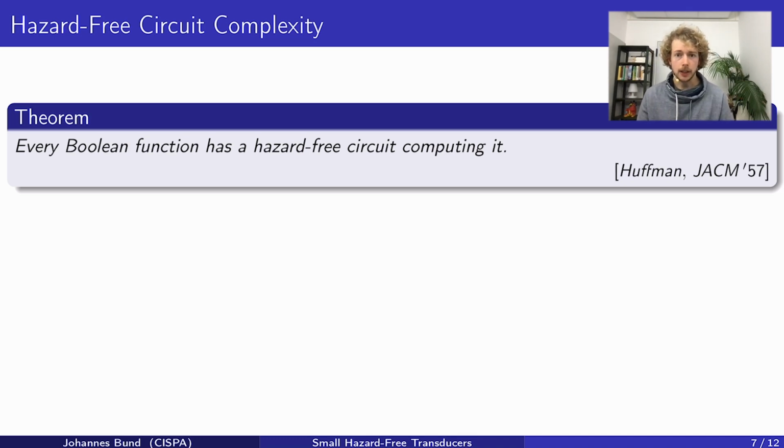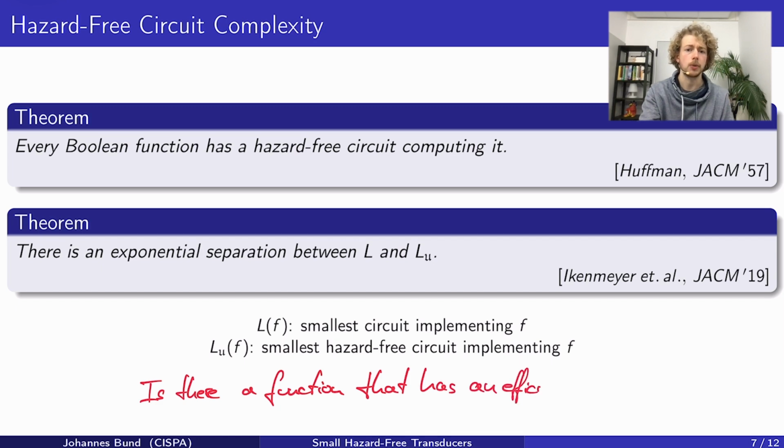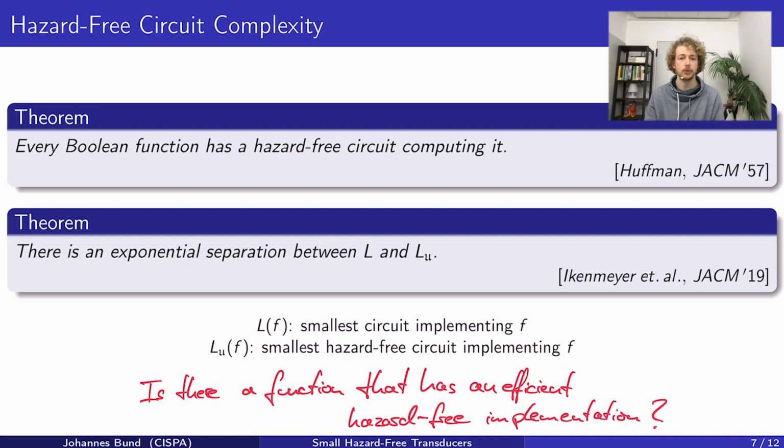Before we come to our result, let me show you what is known on hazard-free circuits. First, by Huffman, we know that every Boolean function has a hazard-free implementation. This means for any function f, there is a circuit C that implements f subscript u. Next, by Ikenmeyer and his co-authors, we know that there is an exponential gap between Boolean circuit size and hazard-free circuit size. To be more specific, there exists a family of functions such that for any function f from this family, the following holds. The smallest Boolean circuit implementing f is exponentially smaller than the smallest circuit implementing f subscript u. So these two statements raise the question whether there are functions that have an efficient hazard-free implementation.